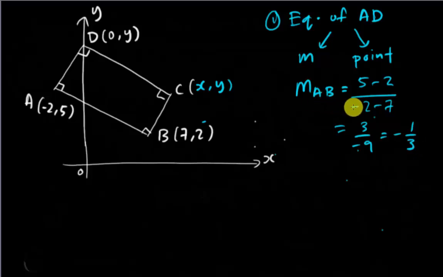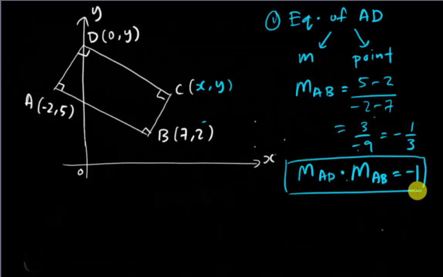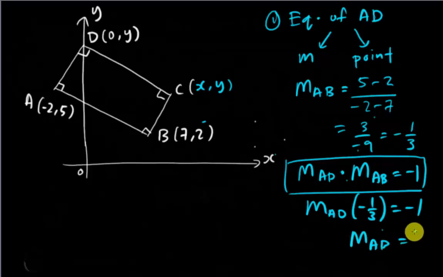So if I can get the gradient of AB, I know I can get the gradient of AD also, because gradient of AD multiple gradient of AB, I should get negative 1 if they are perpendicular. Alright, so I would say this gradient of AD multiple negative 1 over 3 equals to negative 1. So gradient of AD is obviously equals to 3. So I have the gradient already, and I have the coordinate, which is the point negative 2 and 5.